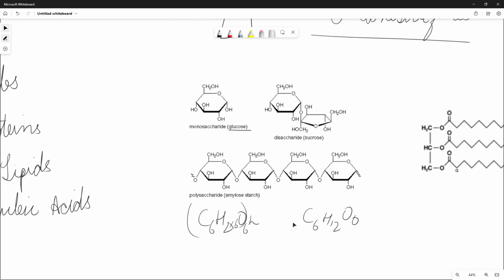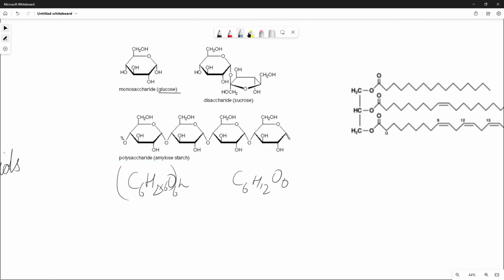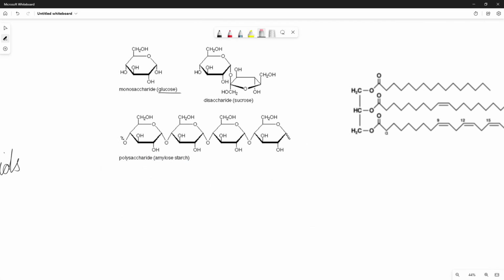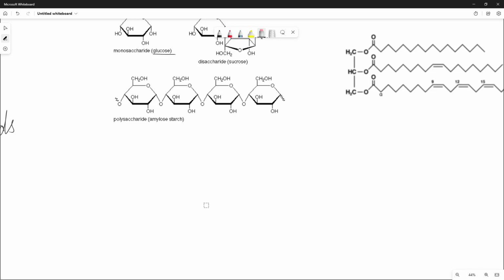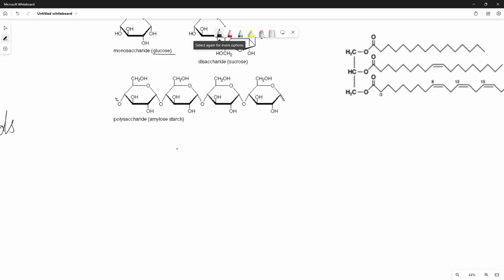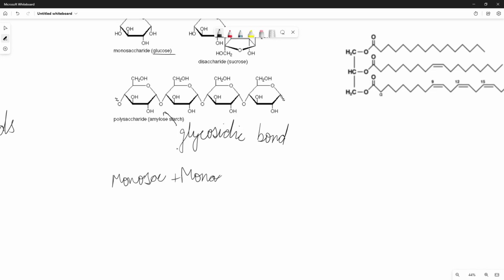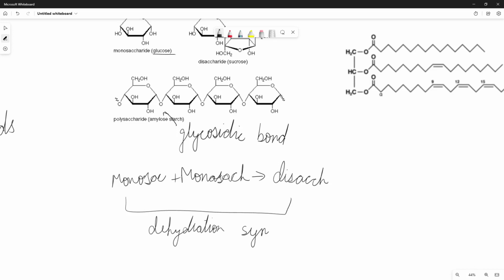Now the other important part of carbs is the disaccharides. Let me just erase this to make it a bit more clear. So disaccharides are basically two monosaccharides joined together by this bond, which is called a glycosidic bond. And when two monosaccharides combine to form a disaccharide, it is called a dehydration synthesis. And the reverse of this process is called hydrolysis.